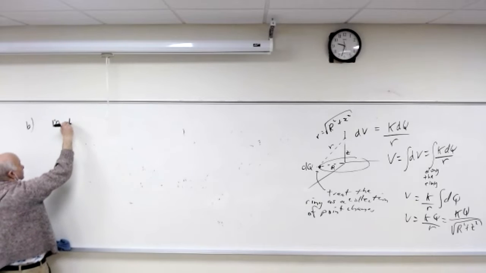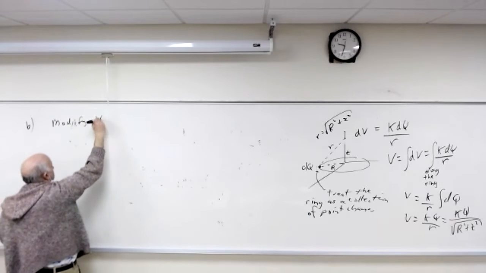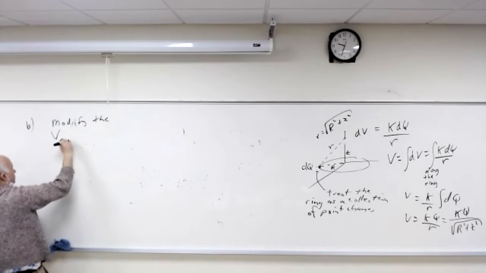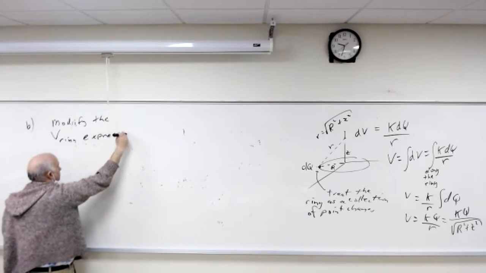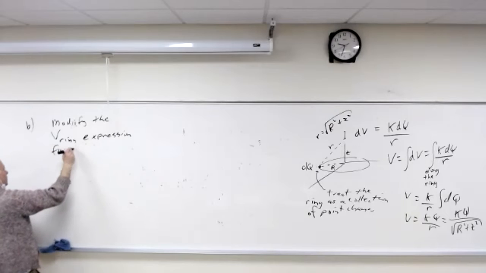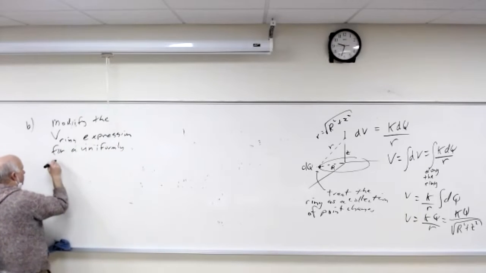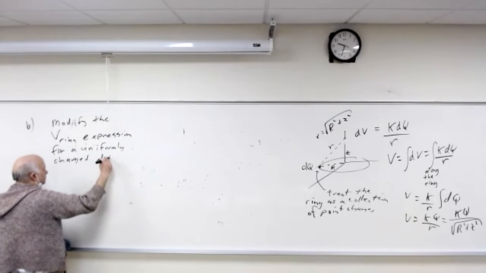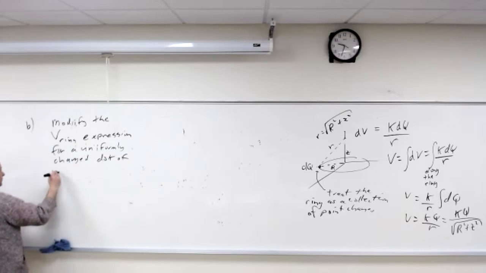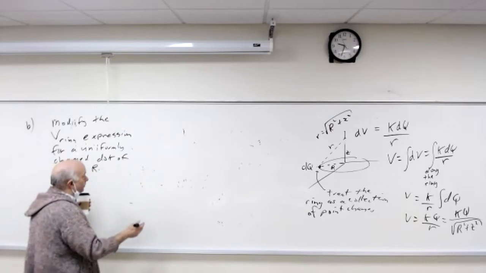Modify the V ring expression for a uniformly charged disk of radius R. So in this case here.